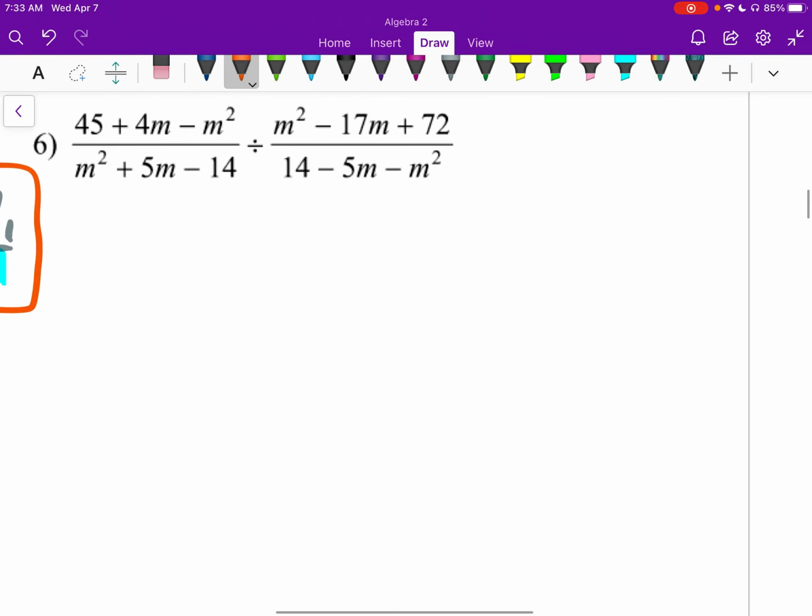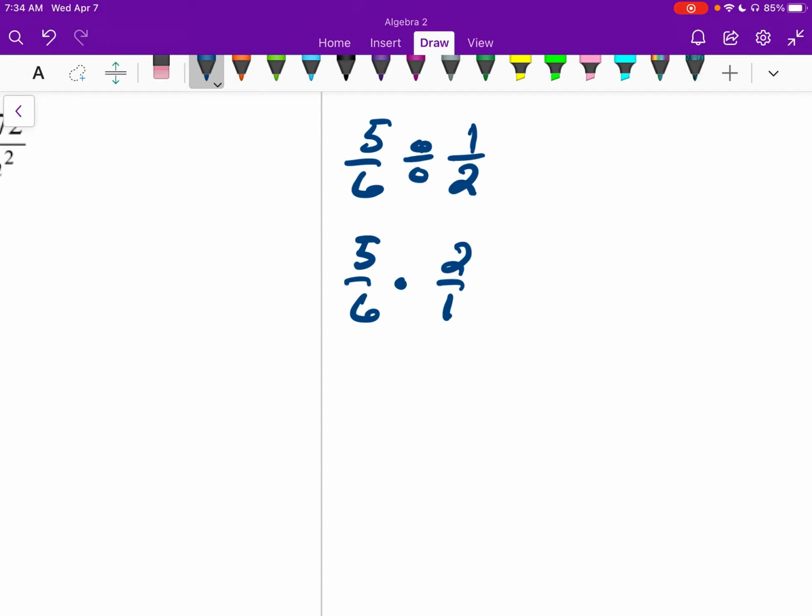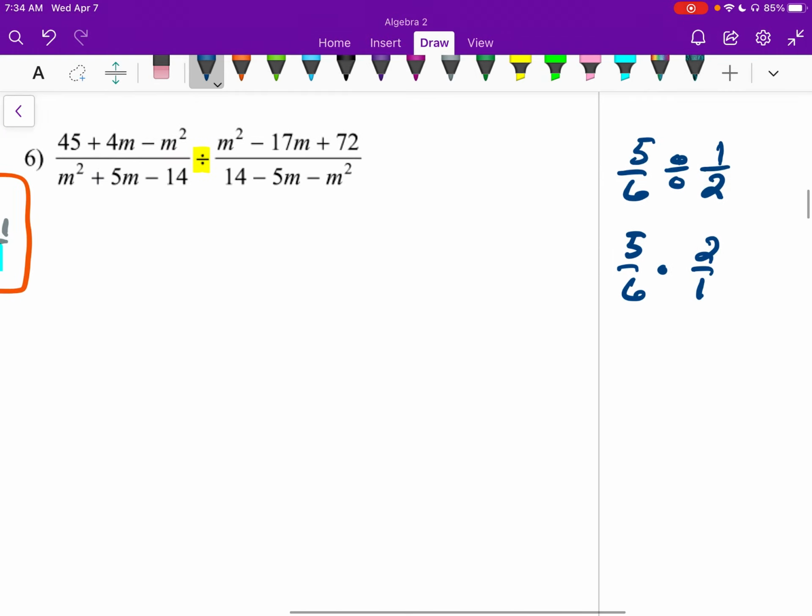Number 6. This is a little bit different because we have division. Maybe you remember, maybe you don't, but anytime you have, we'll say, 5 over 6 divided by 1 over 2. Whenever you divide fractions like this, you flip the second one and you change it to multiplying. So this is the same thing as 5 over 6 times 2 over 1. Okay? So all that we're going to do here is flip that second fraction, and then it's just like the previous problem.